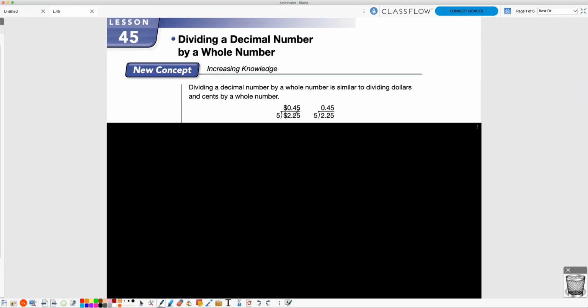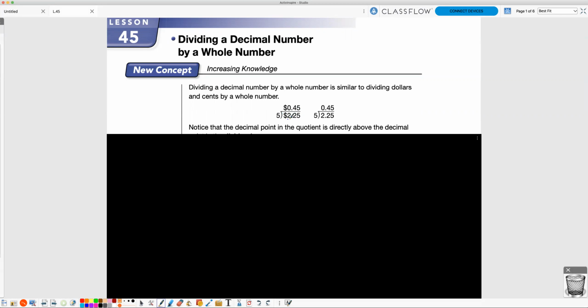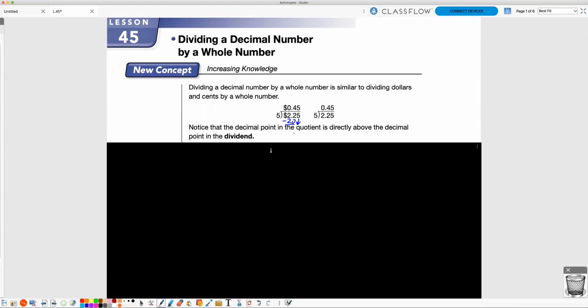22 divided by 5, the closest we can get is 4, which would be 20. Subtract that, you have a 2, which would make 25. Bring this 5 down. 25 divided by 5 is 5. It's going to be the exact same thing. Notice the decimal point in the quotient is directly above the decimal point in the dividend.